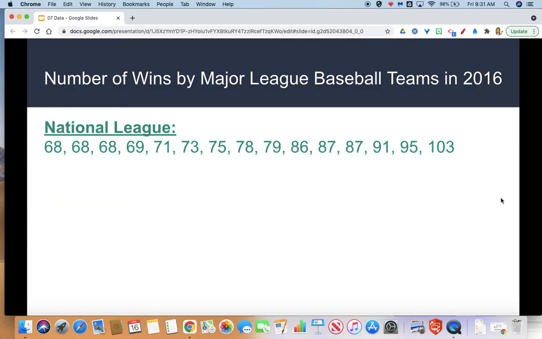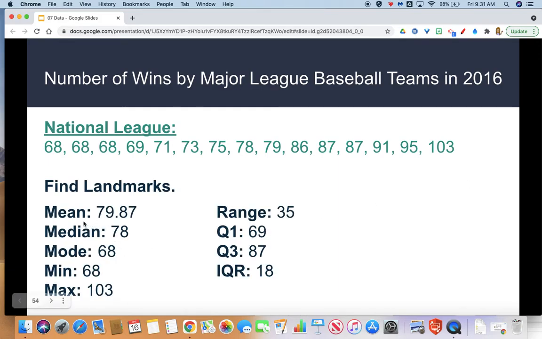So pause while you find the landmarks for the National League. So we had the mean, median, mode, and range, and then the upper, lower quartiles, and the IQR. Pause while you find those, and then I'll release the answers here in a second. Okay, press play. Hopefully you've pressed play when you're ready to see the answers.